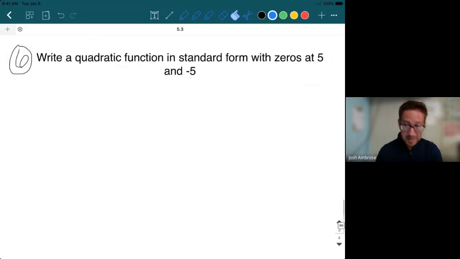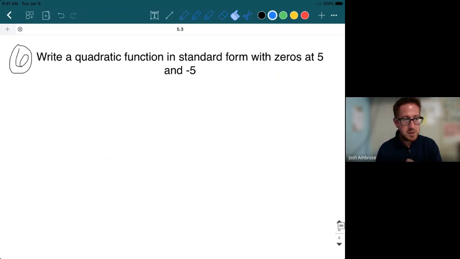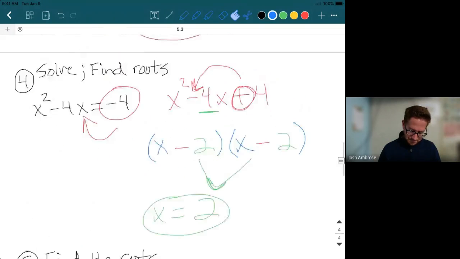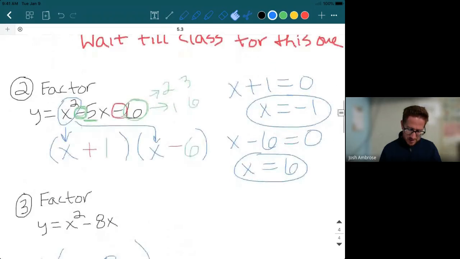Last one, guys. Last one. Stay with me. Here we go. Let's finish strong. We need to write a quadratic function. So we're going to go backwards. We already know the answers. It's telling us we have zeros at 5 and negative 5. So let's think back real quick. Let's go to the top. How did we get those solutions of negative 1 and 6?